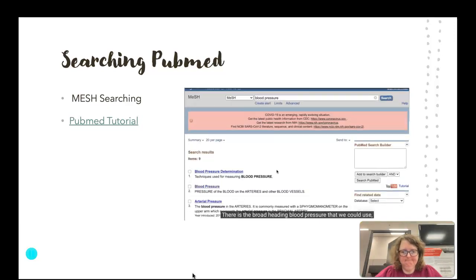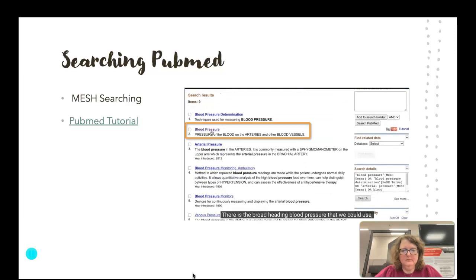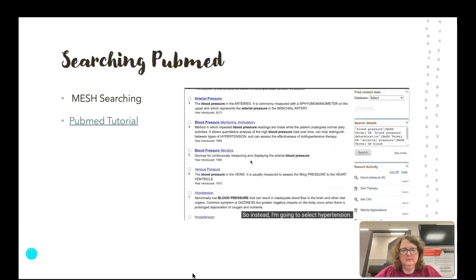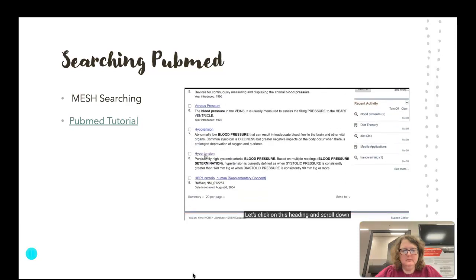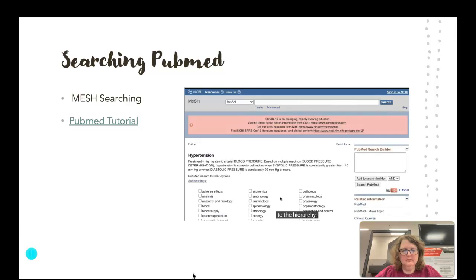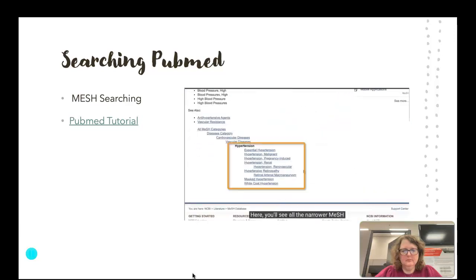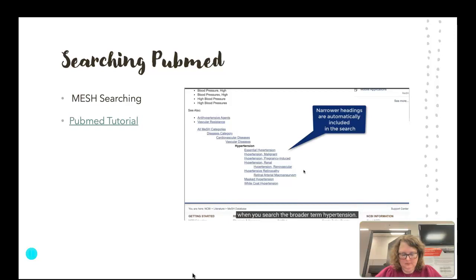There is the broad heading blood pressure that we could use, but I don't want our search to veer too far off the original question. So instead, I'm going to select hypertension. Let's click on this heading and scroll down to the hierarchy. Here, you'll see all the narrower MeSH that fall below hypertension. These headings are automatically included when you search the broader term hypertension. The technical term for this is exploding.